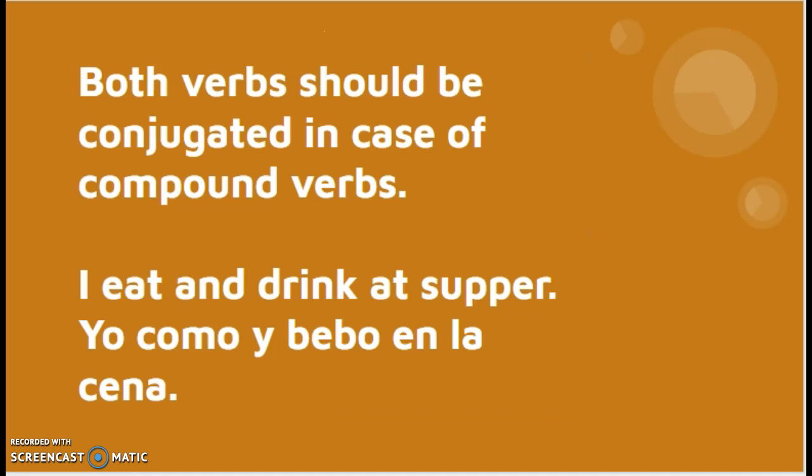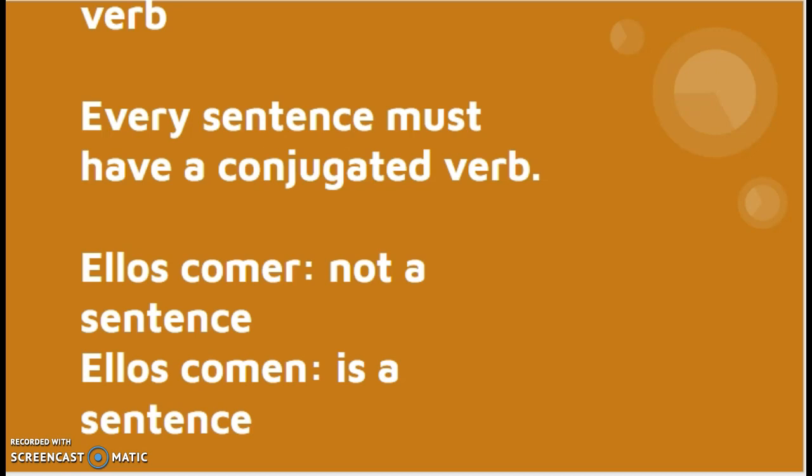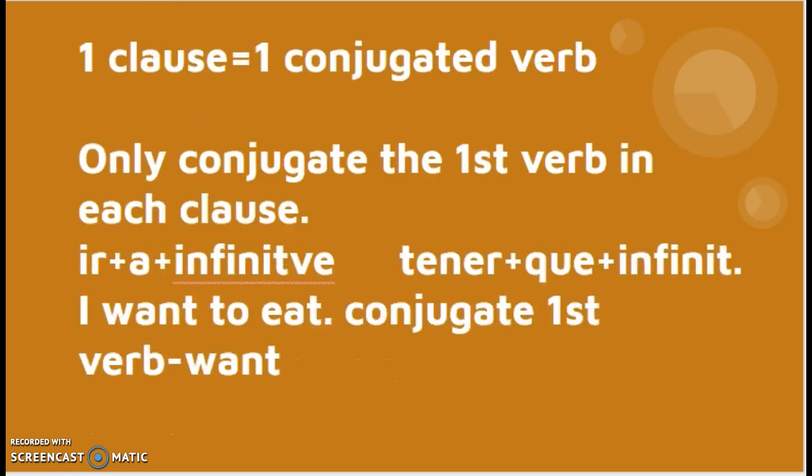So that's everything. Your biggest challenge with this is memorizing these new endings. O, as, a, amos, an. O, es, e, emos, en. So they're obviously similar to AR, just E's and a few I's scattered in. And then remember these rules on when to conjugate, when not to conjugate.